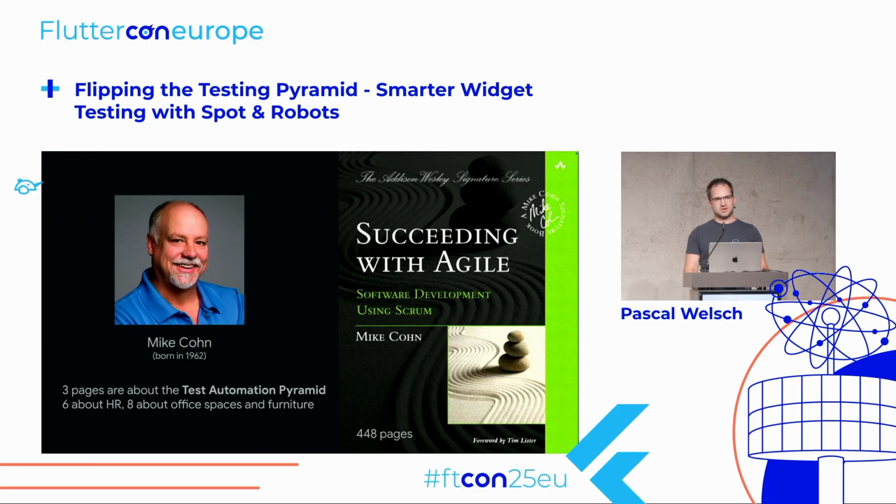The testing pyramid that you all learned about is actually coming from a book called Succeeding with Agile, Software Development Using Scrum. And you have to get the context. This book is about Scrum, 450 pages about Scrum, and only 3 pages of this cover the testing pyramid. There are more pages, like 6 about HR, and 8 pages about offices and furniture. So, not sure if we really should pay him that much attention.